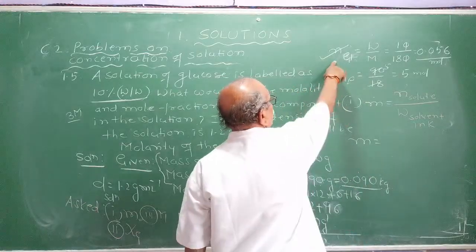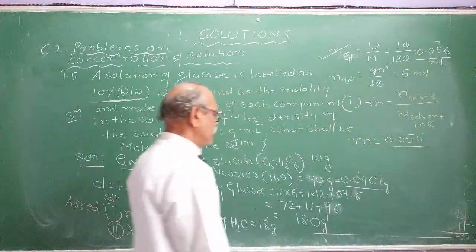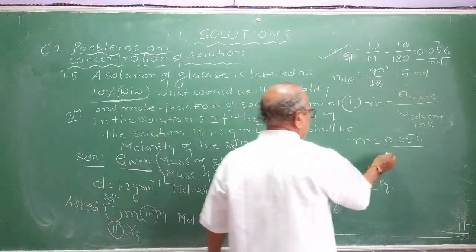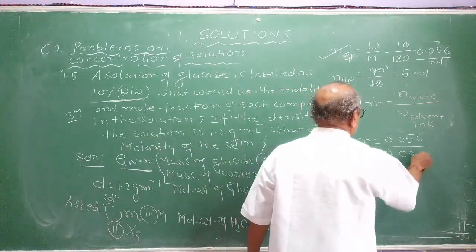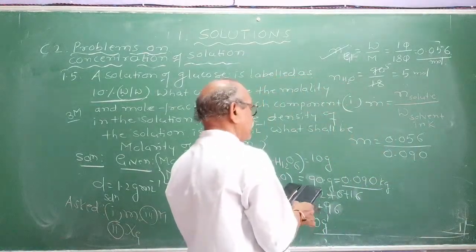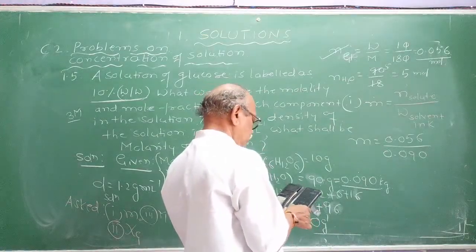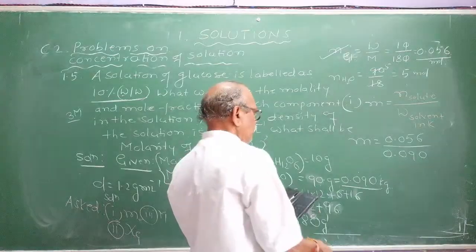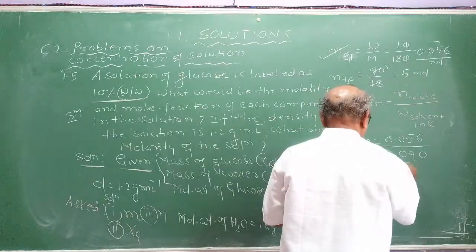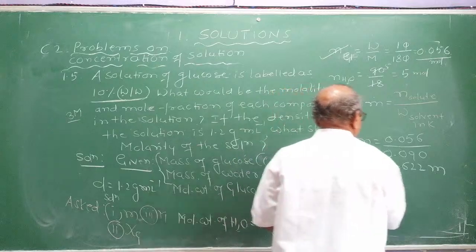Now you can easily calculate molality. Number of moles of the solute is 0.056, divided by mass of the solvent in kg. Water 90 grams, in kg it is 0.090. Divide it, you will get the answer. 0.056 divided by 0.090, molality is equal to 0.622 molal. Check your answer.